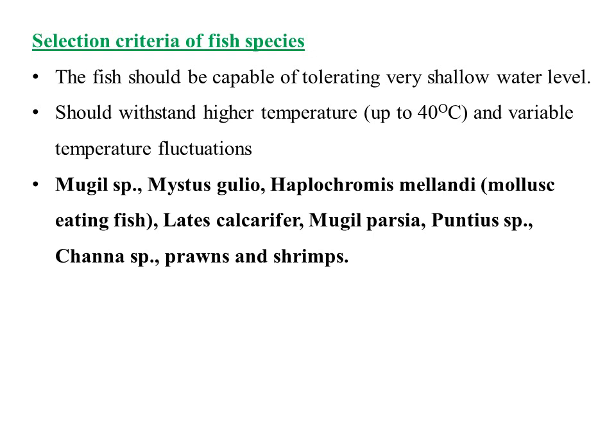Some of the fishes selected for this type of rice cum fish integrated farming system are Mugil species, even Mystus gulio, and Haplochromis mossambicus. They are the molluscivorous fishes, and Lates calcarifer, Mugil species, Puntius species, even Channa species, and some varieties of prawns and shrimps can also be cultured in this rice cum fish integrated farming.